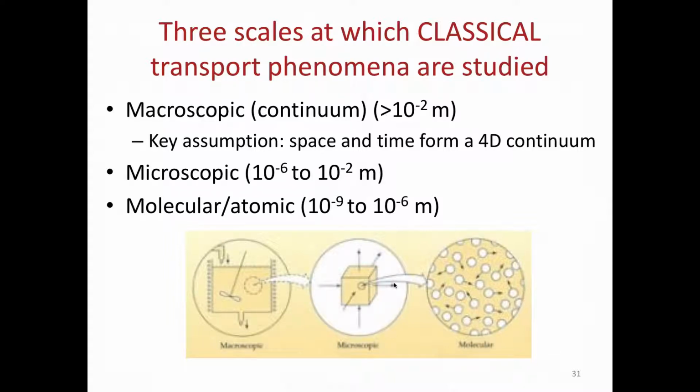In this case, what I mean by continuum or macroscopic scale is the one that is larger than a centimeter. There is a space and time continuum in terms of what we're seeing. Then microscopic would be the micron to centimeter scale, and below that we have the molecular or atomic scale. And this is what is shown in the textbook.